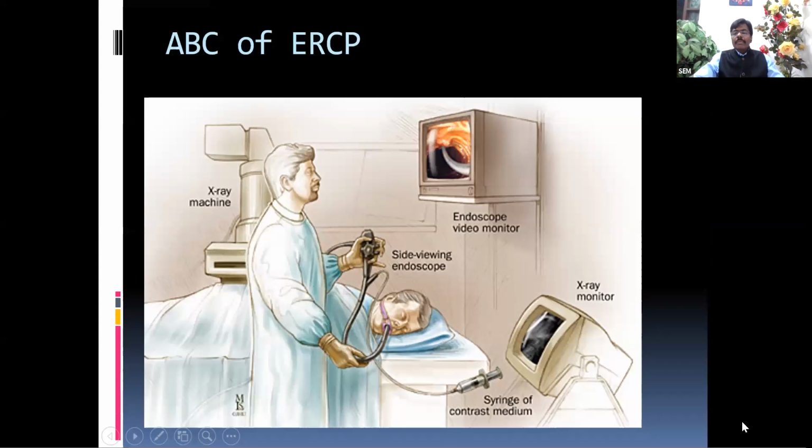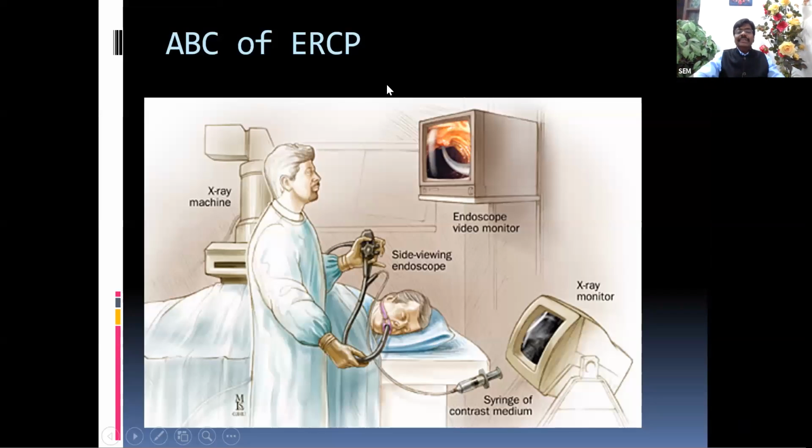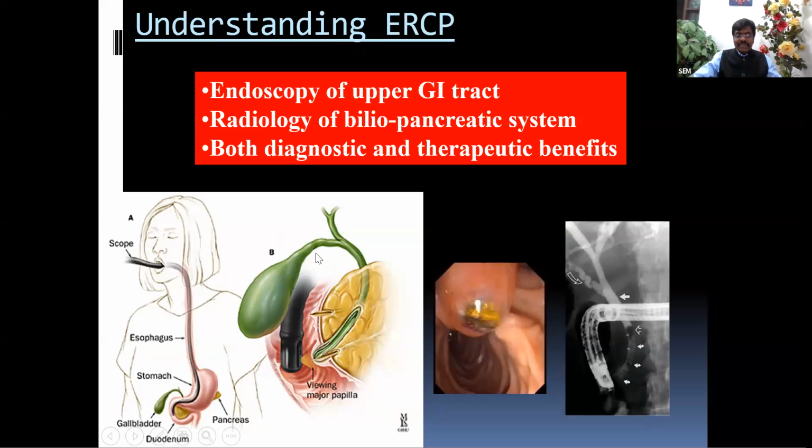Okay. But what about ERCP? When MRCP is an investigation of choice or a test of choice, ERCP is a treatment of choice. Here, a special endoscopy, this is actually called a duodenoscopy, is passed inside the patient's mouth. And it enters into the second part of the duodenum like this, and you are able to see the ampulla vater. How is it possible to see the ampulla vater? Because it is a side viewing duodenoscopy. You are able to see the ampulla vater like this, and you are able to take an X-ray of the bile and pancreatic duct, and also you are able to do some therapy.